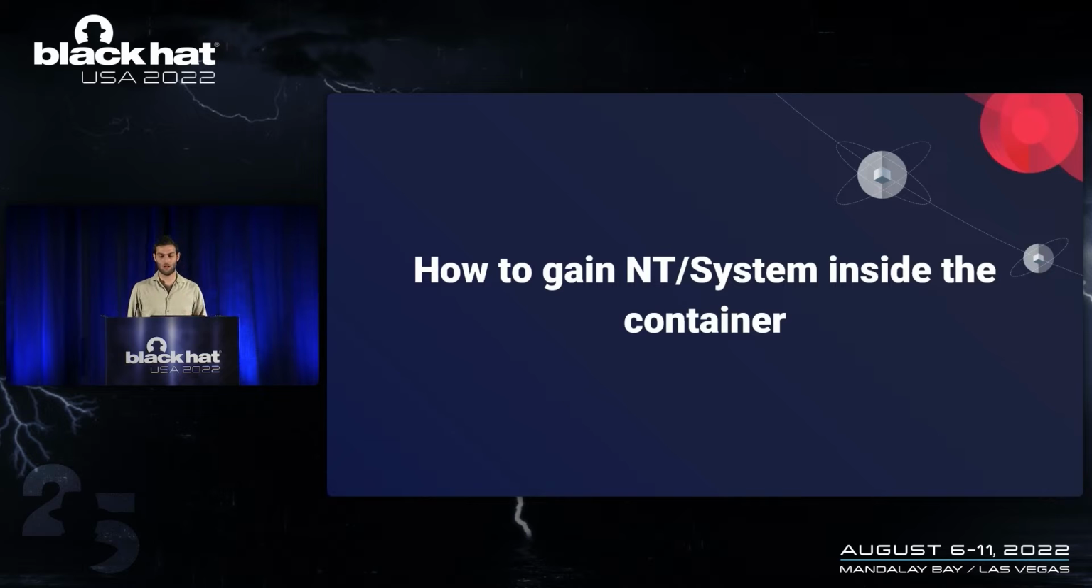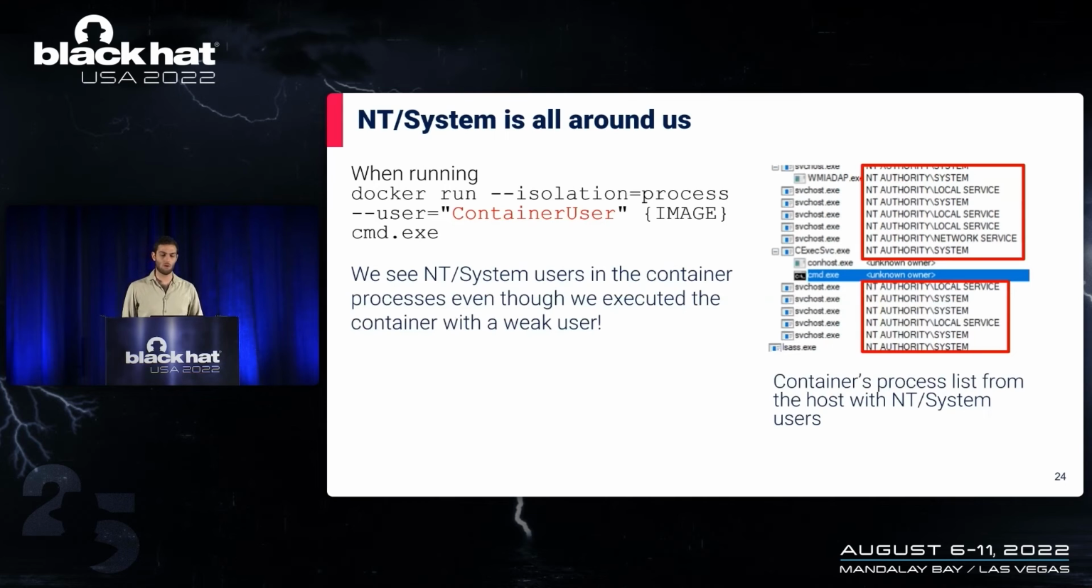So after we understood how containers work, let's gain AntiSystem inside of the container. When running the docker run command with the user flag, we can define the user that the container will start as. For example, container user, which is a weak user. I would have expected the container to run as a weak user, but as you can see on the slide, some processes inside of the container are running as system. The only process running as container user is the CMD that we started.